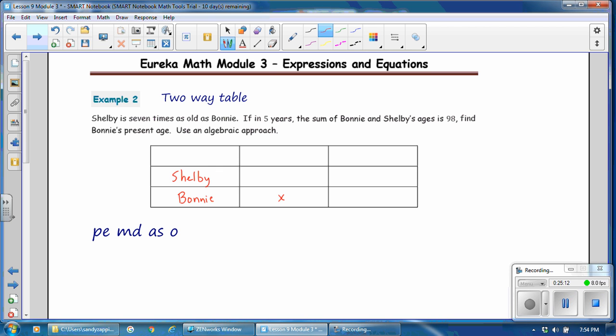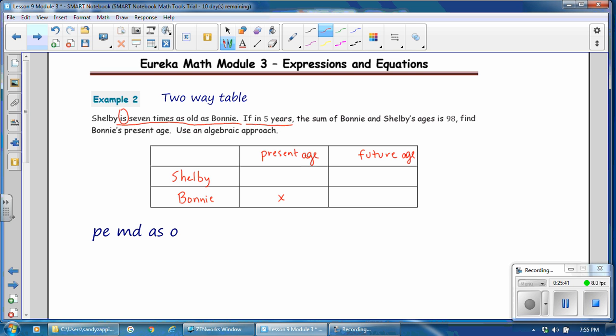And we're talking about two different ages here. We're talking about the current time. It says Shelby is, and then it says if in 5 years. So that's a future age. So we'll use two columns. We'll use one for the present age and one for the future age. And it says Shelby is 7 times as old as Bonnie.